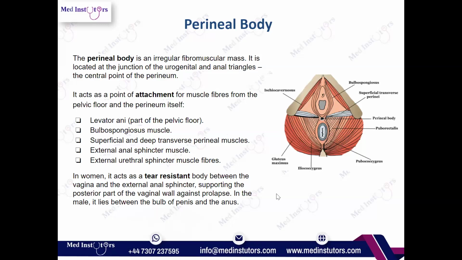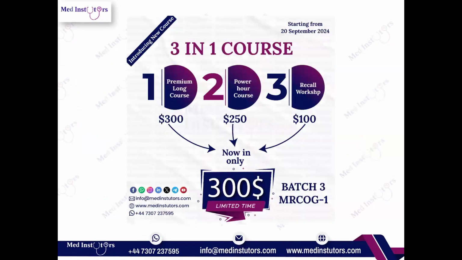And what is the function of the perineal body? In the woman, it acts as a tear-resistant body between the vagina and the external anal sphincter, supporting the posterior part of the vaginal wall against prolapse. During delivery, this is the point where we usually provide perineal support. In the male, it lies between the bulb of the penis and the anus. So this is the perineal body, and this is the high yield point. You need to remember the names of the muscles which attach on the perineal body.